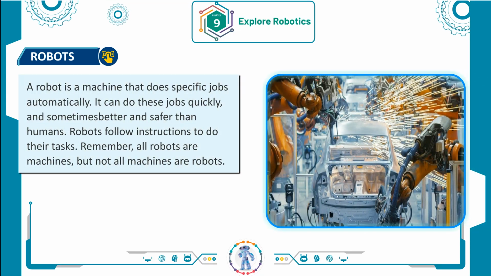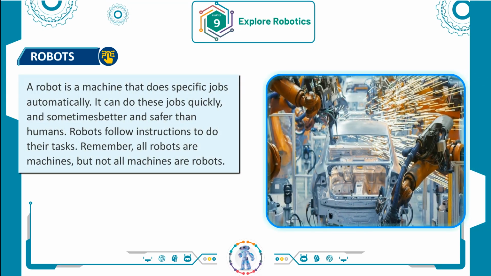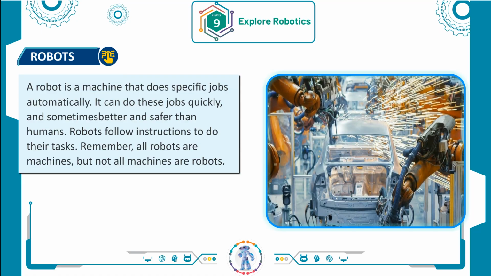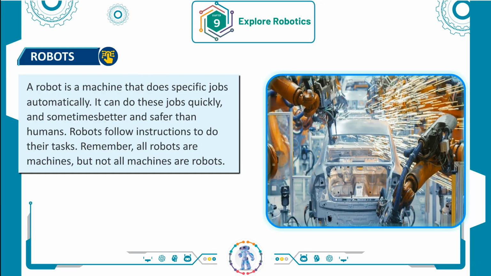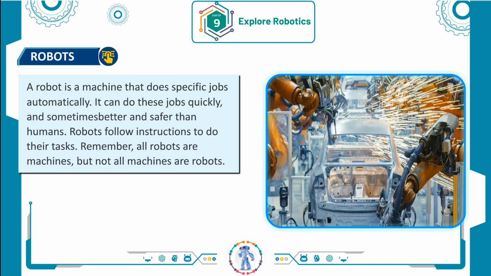A robot is a machine that does specific jobs automatically. It can do these jobs quickly, and sometimes better and safer than humans. Robots follow instructions to do their tasks. Remember, all robots are machines, but not all machines are robots.